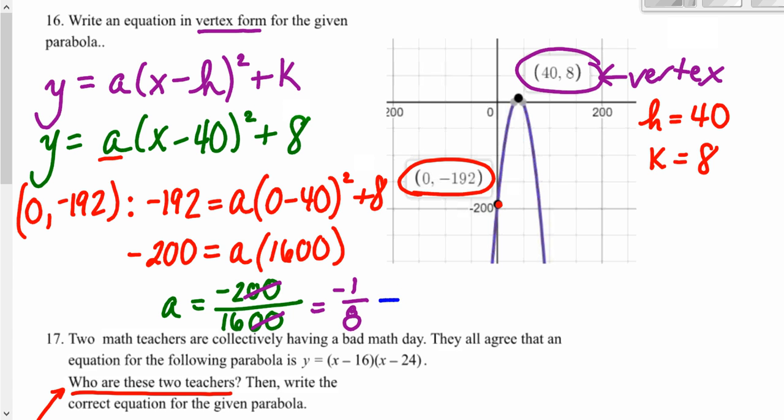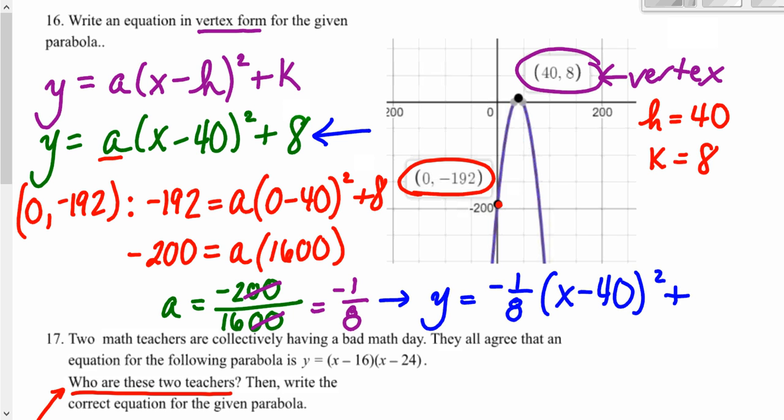So for my final answer, I have to go back here to this line in green and fill in the a value that I got. I have negative 1/8 (x minus 40) squared plus 8.